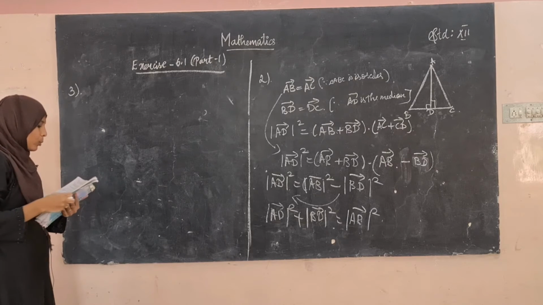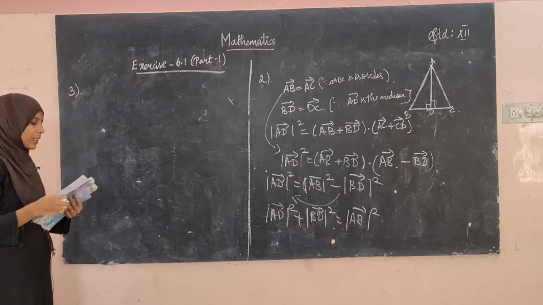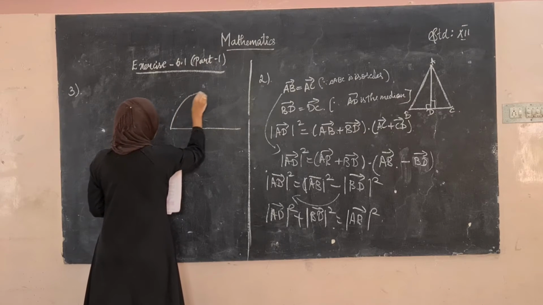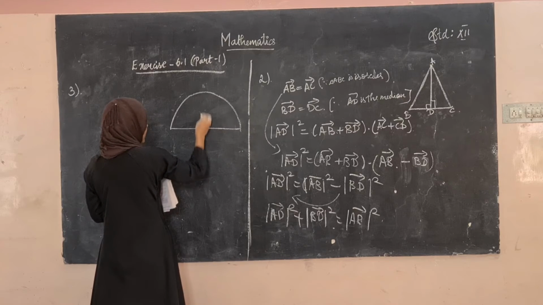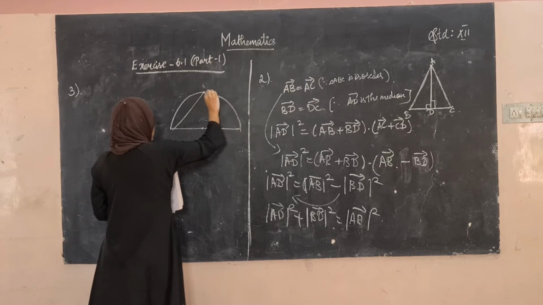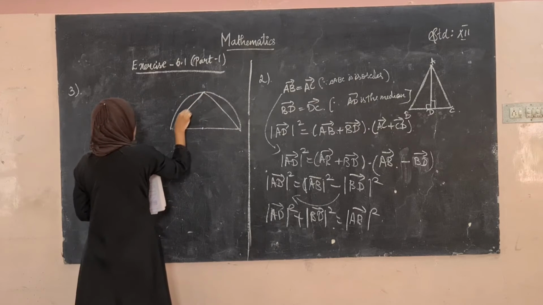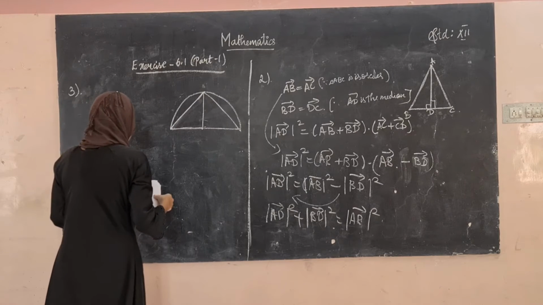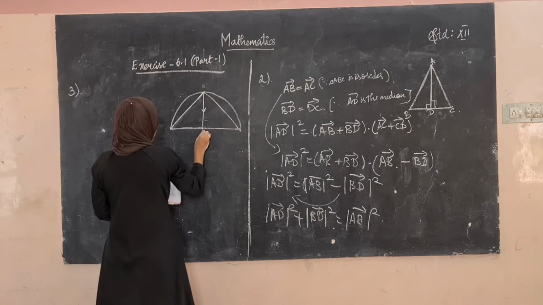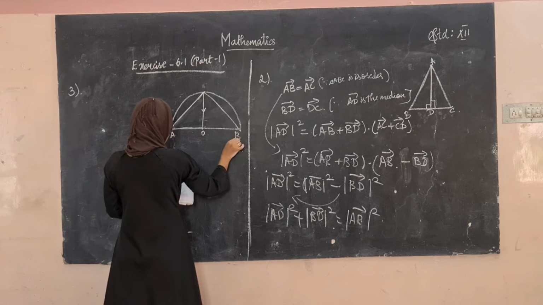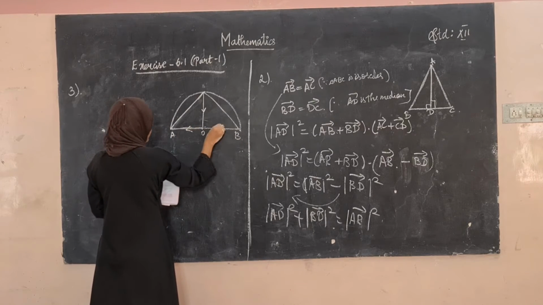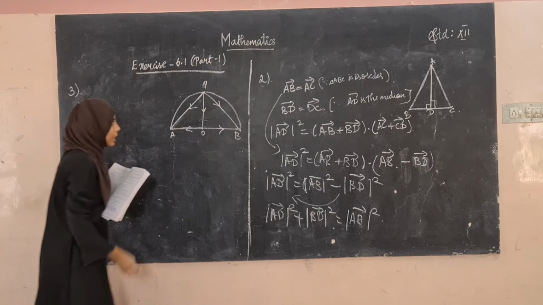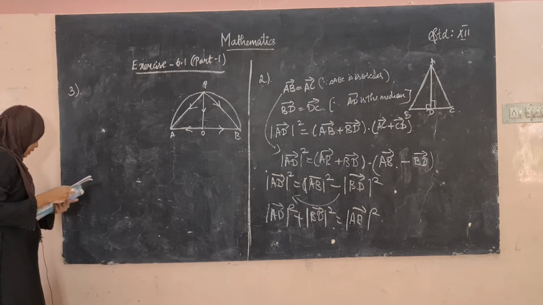What is the third sum? Prove by vector method that an angle in a semicircle is a right angle. Okay, so first draw a semicircle. Let this be the center, this be a point. Let this be O, A, B. This is A vector and this is B vector. This is P. Here the vectors are like this.